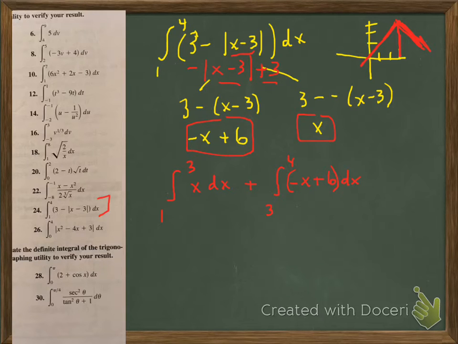Now, it's a line, so you could just make those values be whatever you want them to be, using triangles, and make it work with a triangle. But we're going to go ahead and integrate.